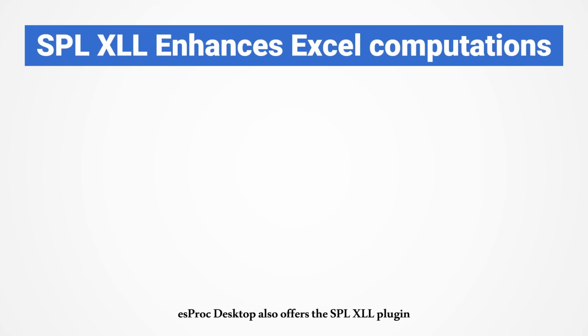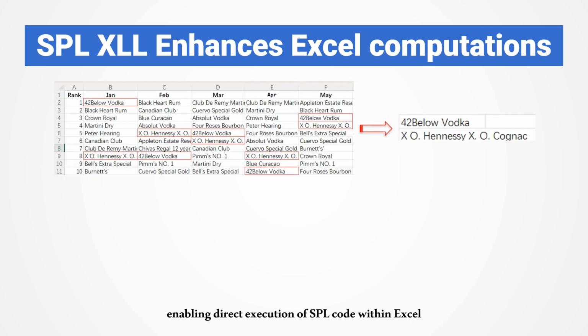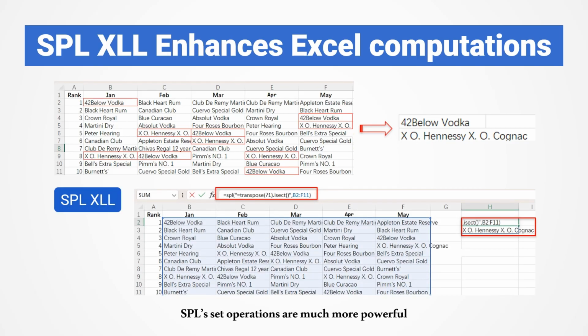esProc Desktop also offers the SPL XLL plugin, enabling direct execution of SPL code within Excel, thereby addressing Excel's limitations. For example, finding the top 10 star products each month can be challenging using Excel's intersection feature. SPL's set operations are much more powerful, allowing for concise formulas that can directly produce the desired results.